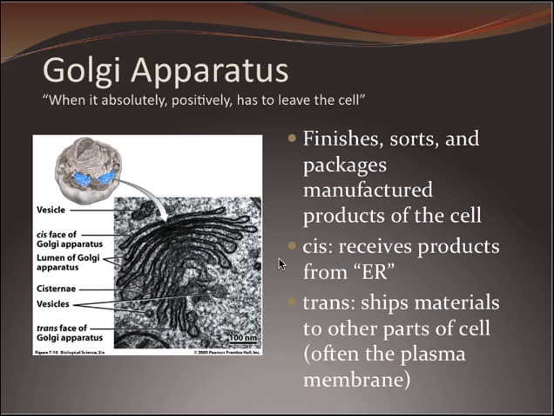The Golgi apparatus functions in the sorting and the packaging of manufactured products of the cell and transports them to its various regions. There are two regions on the Golgi apparatus, that of the cis, which receives products from the endoplasmic reticulum, and the trans portion, which ships materials to other parts of the cell.